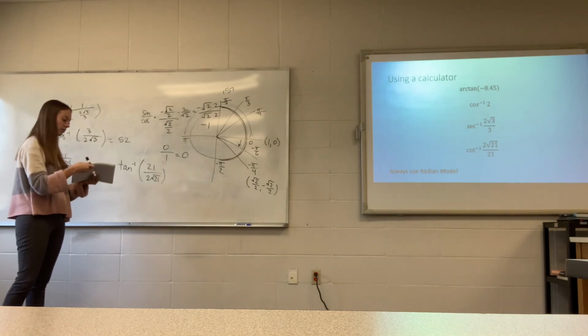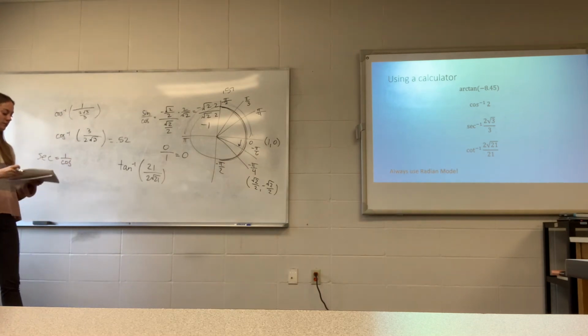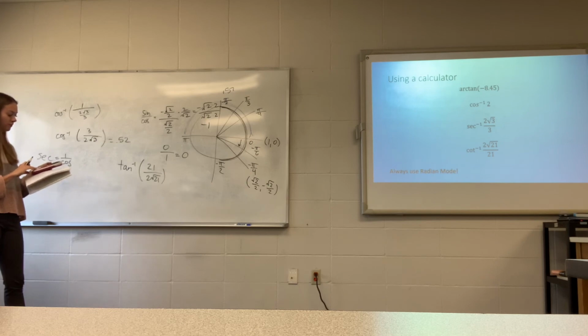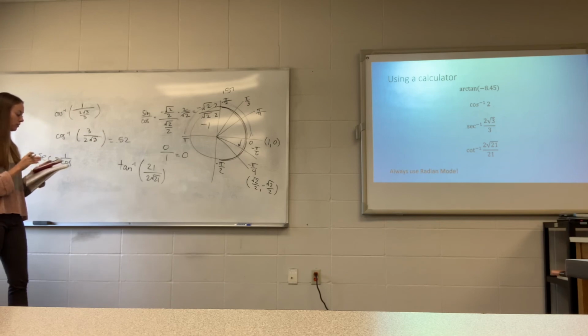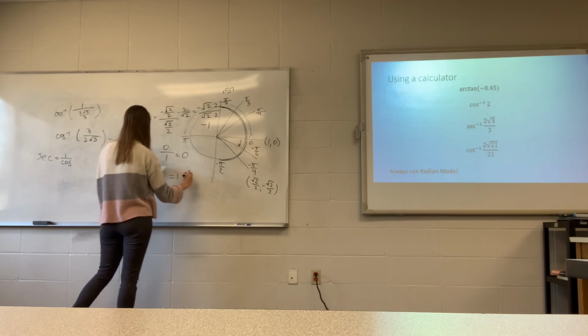And then Carter, what do you get for that one? What is it? Oh, thought you were raising your hand for me. It's not charged. So we type inverse tangent of 21 divided by 2 square root of 21. What'd you get, Alex? 1.16. Yeah, 1.16.